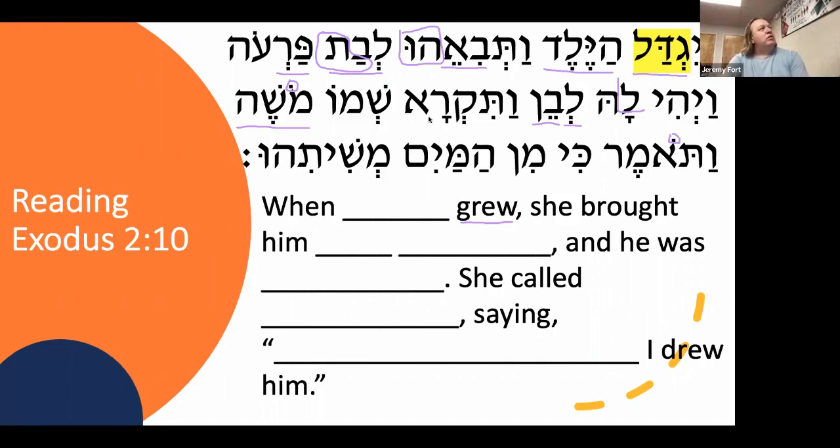Vatikra, and she called. This is a feminine verb form of the word kara, to call. What did she call? His name. How do we know that's his name? Shem. What did she call his name? Moses. Moshe. It's not a he or she. Nope, it's Moshe. That's his name.